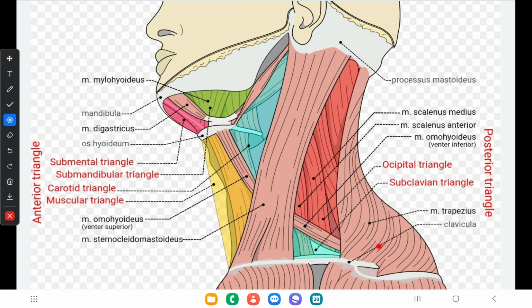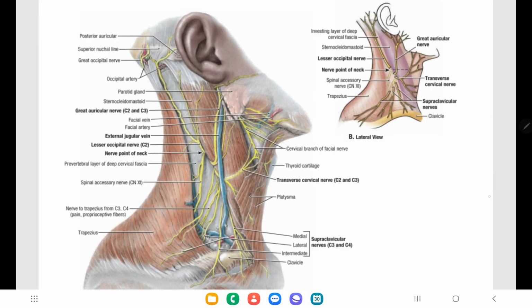Let's see what the boundaries of the posterior triangle are. The anterior boundary is formed by the posterior margin of the sternocleidomastoid muscle. The posterior boundary is formed by the anterior margin of the trapezius muscle. The base is formed by the middle third of the clavicle. The apex is located at the superior nuchal line of the occipital bone, between the attachments of the trapezius muscle and the sternocleidomastoid muscle. The roof of the posterior triangle is made by the investing layer of the deep fascia of the neck, which is covered by superficial fascia and the skin.